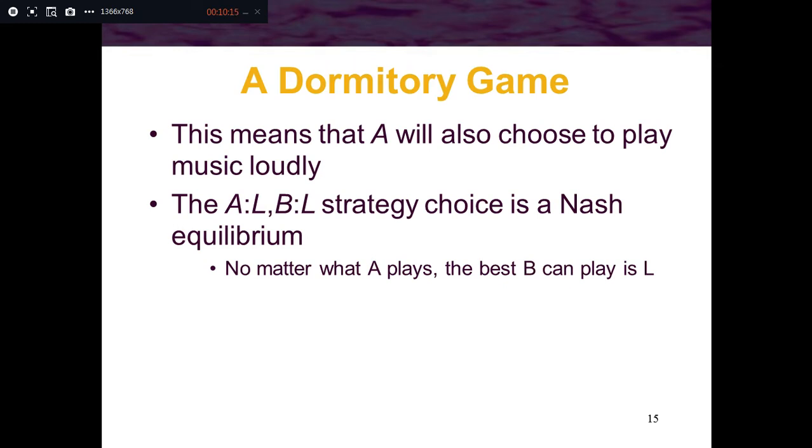So the A loud, B loud strategy choice is the Nash equilibrium, which satisfies both. No matter what A plays, the best B can play is loud. If A plays loud, that is the best B can play. If B plays loud, then loud is the best choice for A. That's why this is known as Nash equilibrium, an equilibrium point satisfying both.